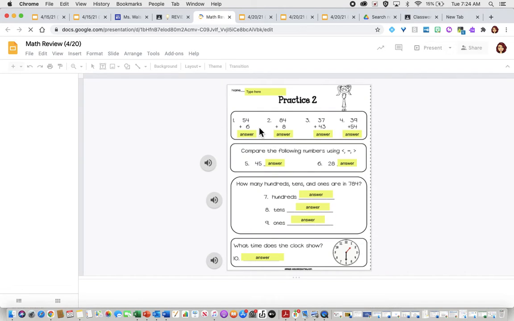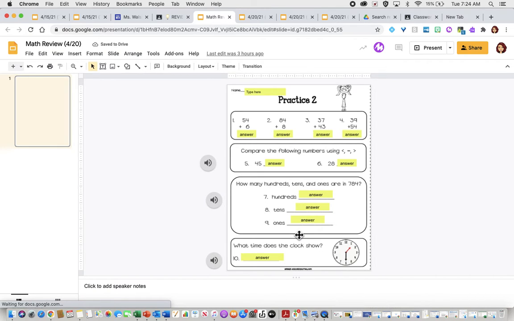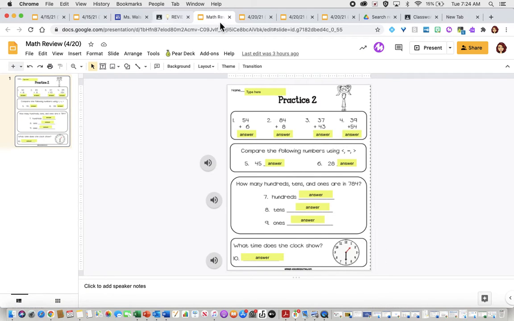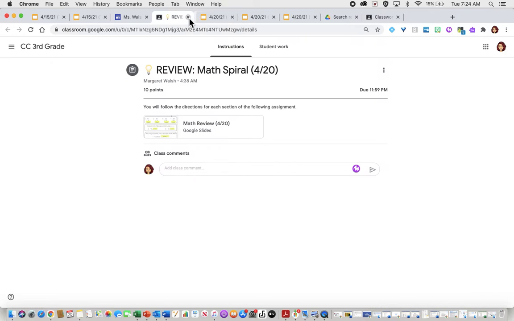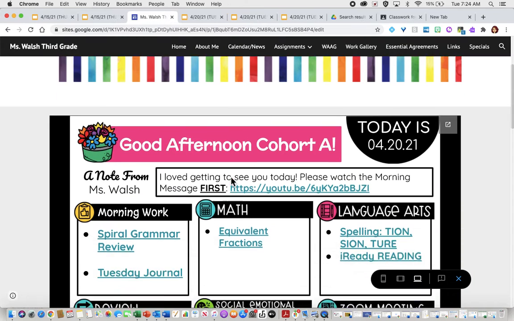So you're going to see we have addition, we have comparing numbers, we have hundreds, tens, and ones place, and we also have a clock, and I'm curious to see what time everybody tells me it is based off the clock.